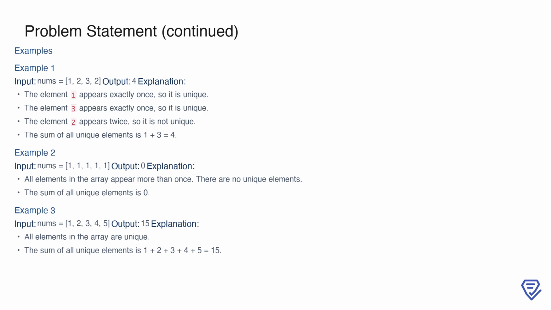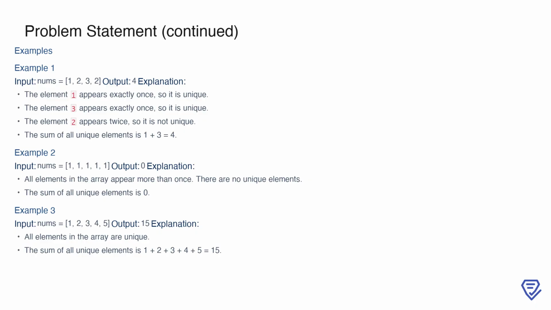In the first example, the input array is nums equals 1, 2, 3, 2. Here, the number 1 appears exactly once, so it's considered unique. Similarly, the number 3 also appears exactly once, making it unique as well. However, the number 2 appears twice, so it is not unique. When we sum the unique elements, we get 1 plus 3 equals 4, which is the output.